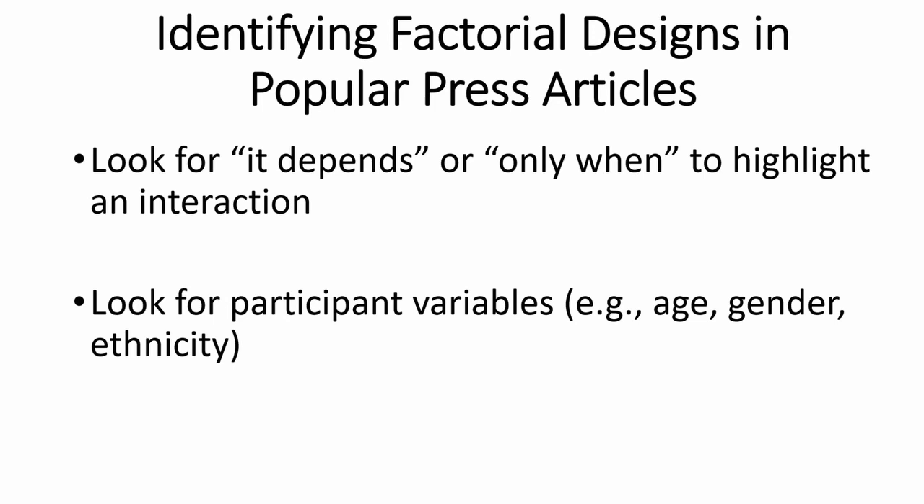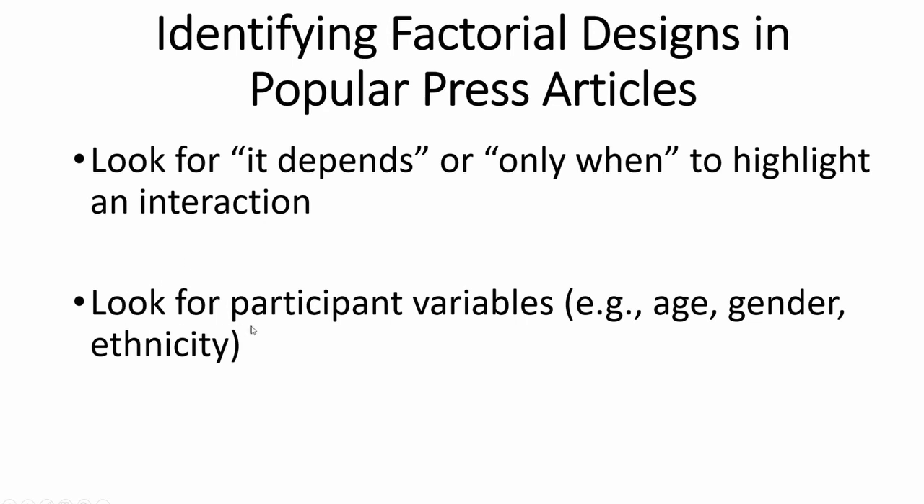They might say something like, driving ability while talking on a cell phone depends on the age of the driver. By talking about multiple variables there and saying that it depends, that would be a pretty good indication of it being a factorial design.